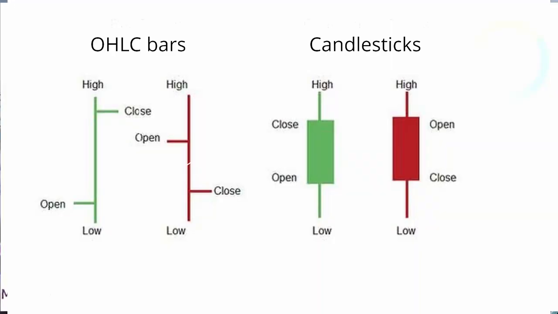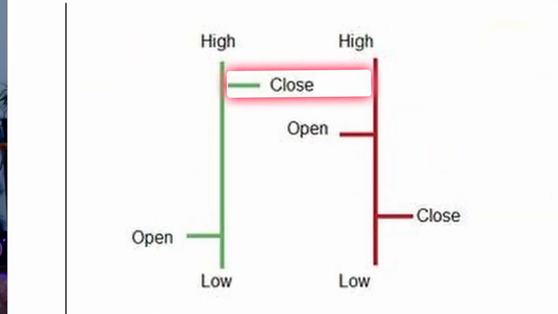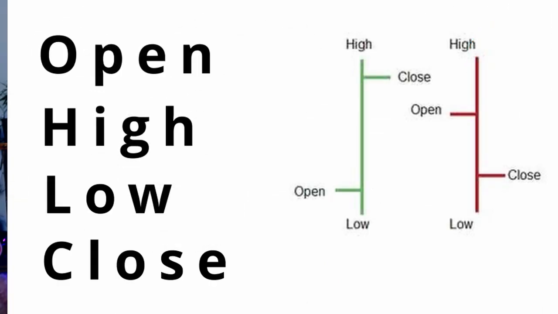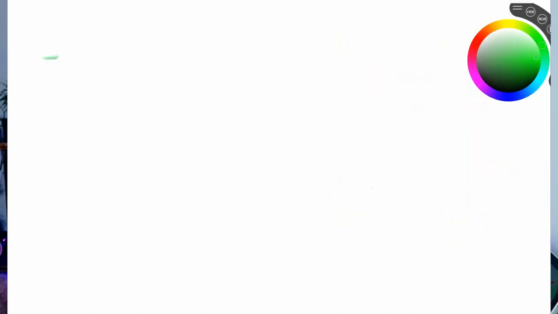The way I like to explain candlesticks is by first understanding what an OHLC bar is. OHLC stands for open, high, low, close. Let's say for example, we buy, I'm just gonna use Bitcoin as an example, and it costs $1,000.